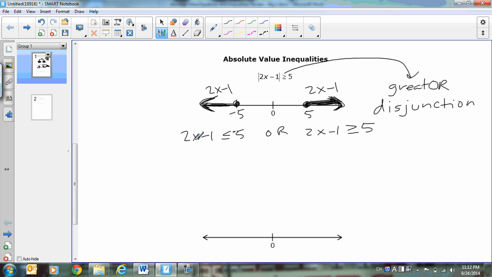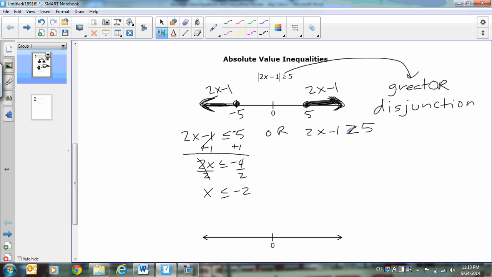Okay, so now we have two inequalities. Let's go back and solve them separately. So we'll add 1 to both sides in our first inequality, and we will get 2x is less than or equal to -4. And then to solve for x, we're going to divide both sides by 2. Now, since I'm dividing by a positive, that has no effect on the inequality sign. It stays less than. So we have x is less than or equal to -2. Okay, that's part of our solution set.